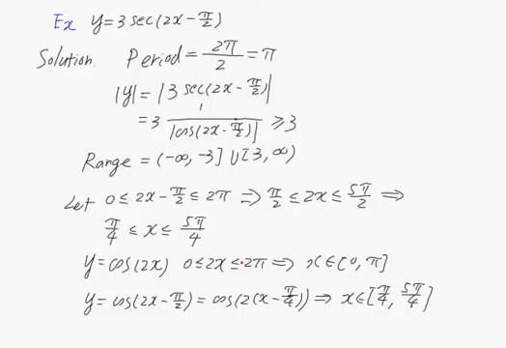Okay, now let's move to the next page. Let's first draw the graph of cosine of 2x, and then we do the translation to get the graph of cosine of 2x minus half pi, and then based on that graph, we can draw the graph of y equal to 3 times secant of 2x minus half pi.